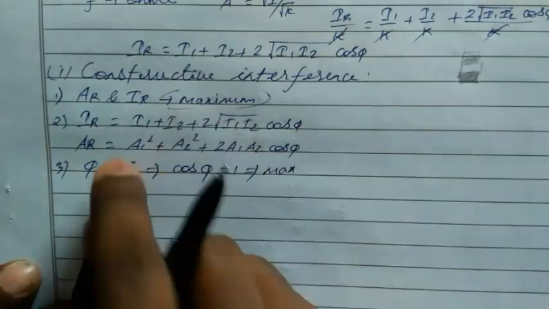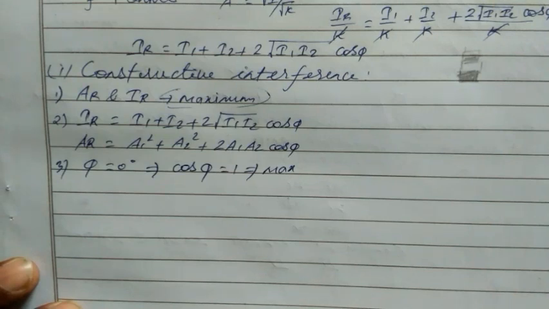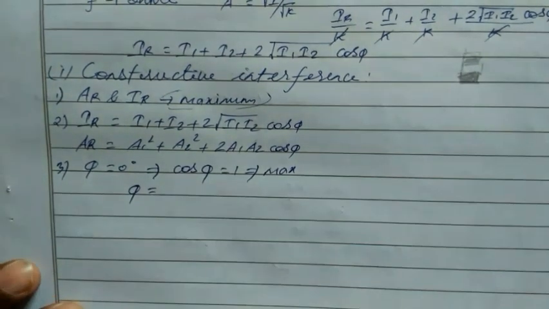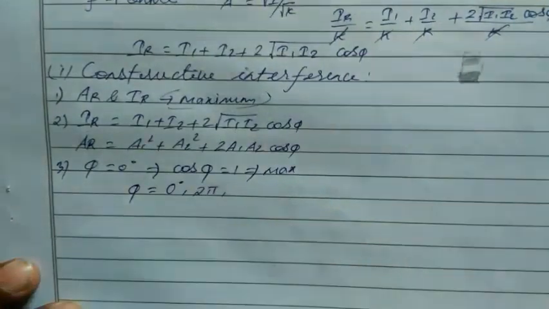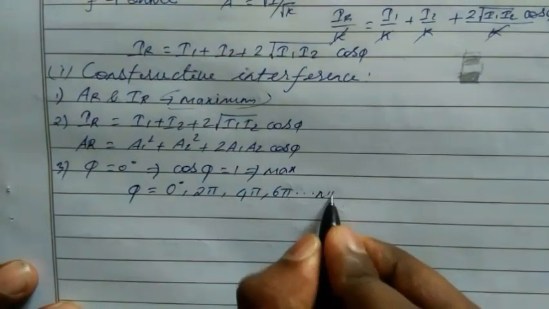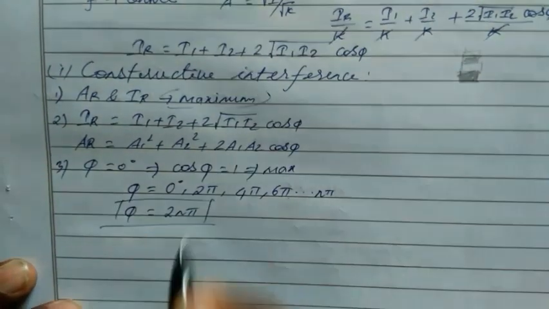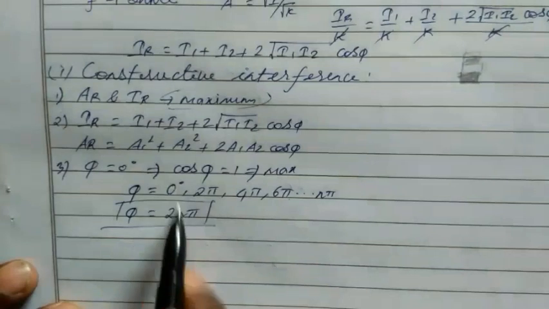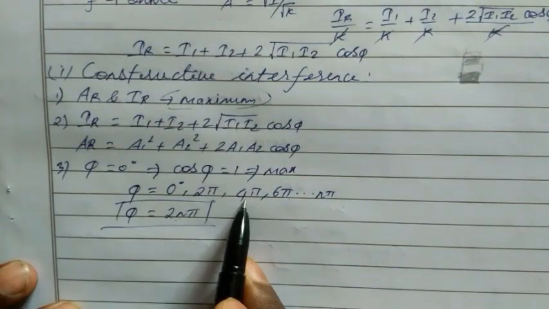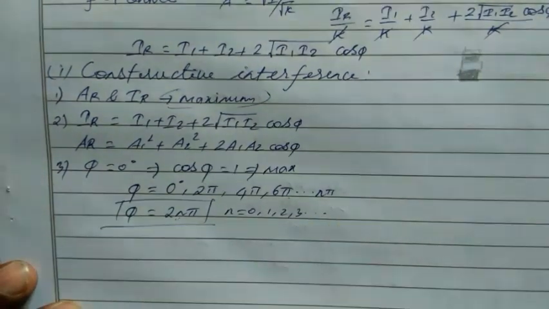Here we have to substitute the value for phi. So phi of 0 degrees gives the maximum, 1. Then cos 2 pi is also 1, cos 4 pi is also 1. So for every even multiple of pi we will have the value 1, that is maximum. So how can we write it? We will write it 2n pi. If we substitute n equal to 1, we have 2 pi, n equal to 2, we have 4 pi, n equal to 3, we have 6 pi. So n is 0, 1, 2, 3 like that. Clear?